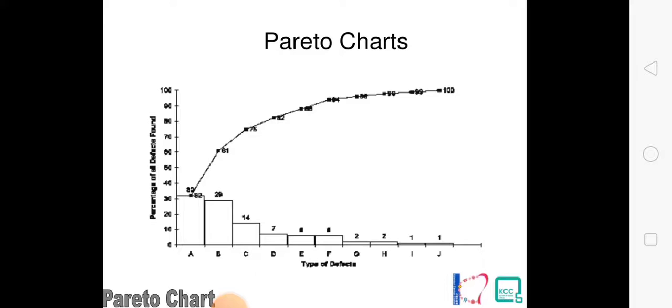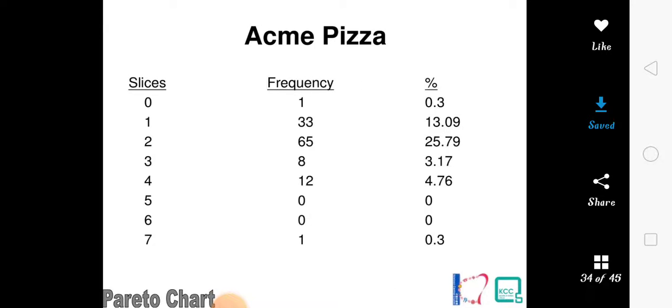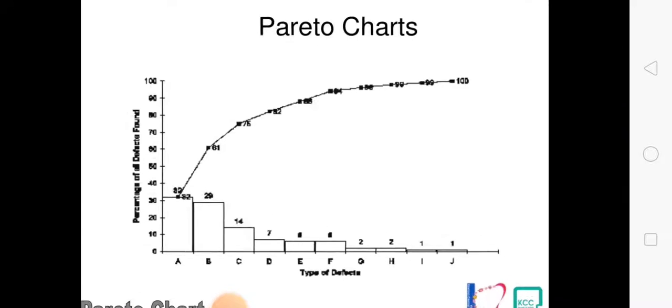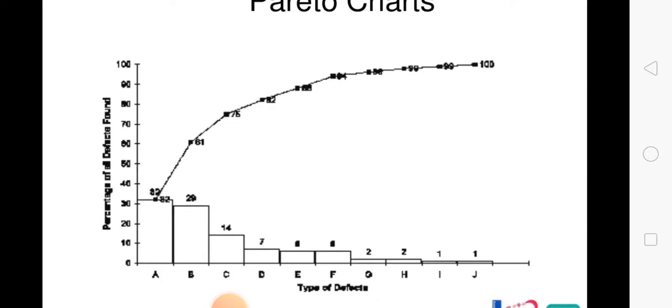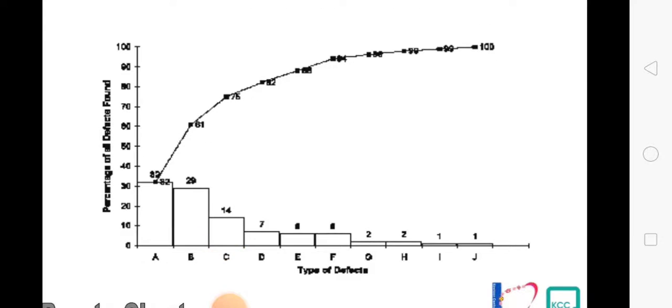This is one type of Pareto diagram. Here the types of defect are set on the horizontal axis or x axis, and the percentage of defects found is on the vertical axis or y axis.